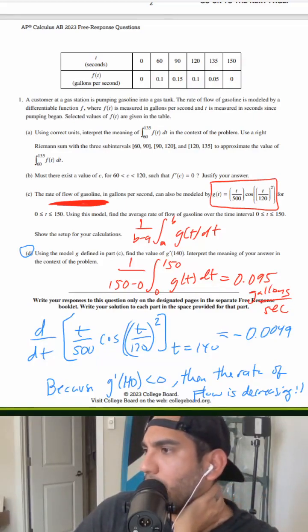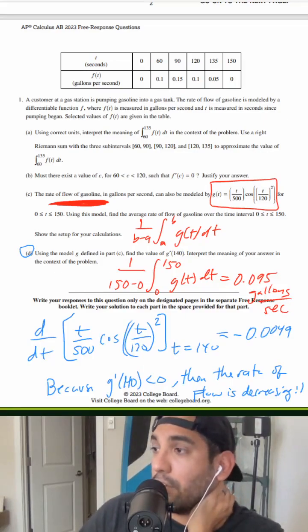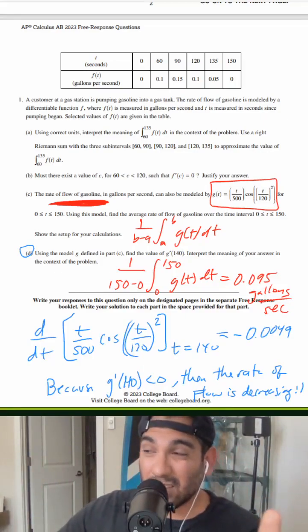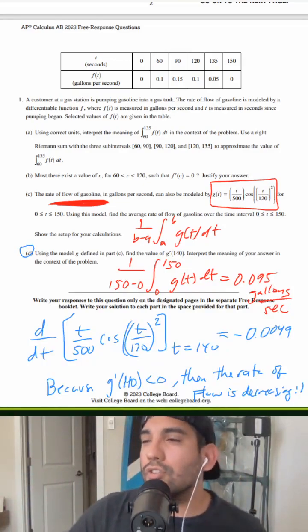So, Damon, can you say the rate of change of gallons flowing is changing at a negative? Yeah, I think that's a great way to put it. You're saying it is changing at a negative rate, or you can say it's decreasing. I think those are almost interchangeable. I believe you could use that.